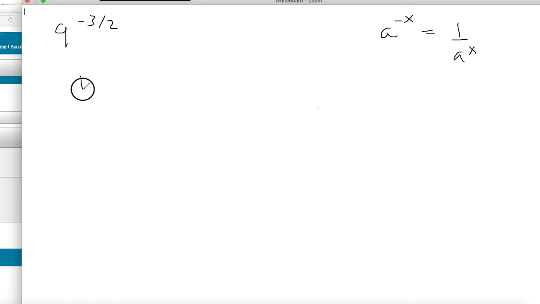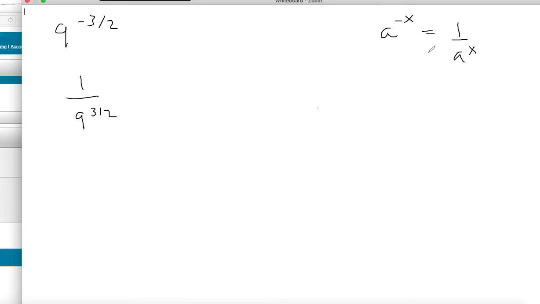Okay, so for these fractional exponents, we got 9 to the negative 3 halves on this one. So a couple of different things going on here. First is that negative, and that's where we have that property that says if I have something to a negative exponent, it's the same thing as having 1 over that thing to the positive exponent. So this we could write as 1 over 9 to the 3 halves.